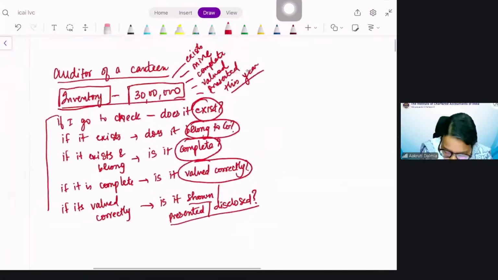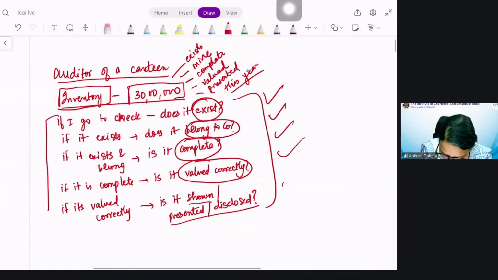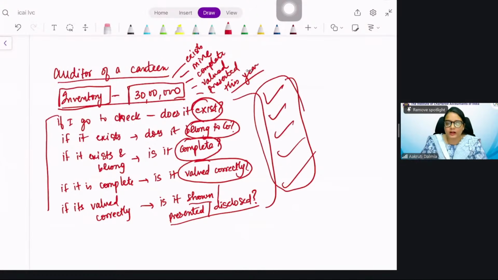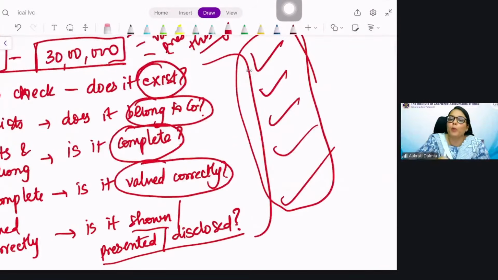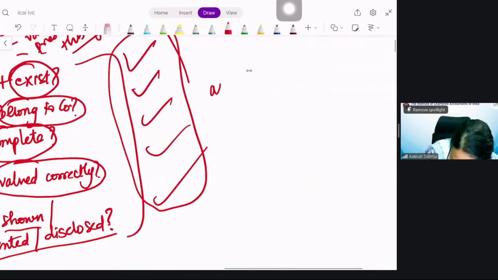And when all these points are satisfied, then Rashmi will say, okay, there is no material misstatement in inventory. So when I say that I'm checking inventory, I'm actually checking many individual points about inventory. Yes or no? First, tell me this much. When I say that I'm auditing inventory, I'm auditing many points about inventory. Those are called assertions.